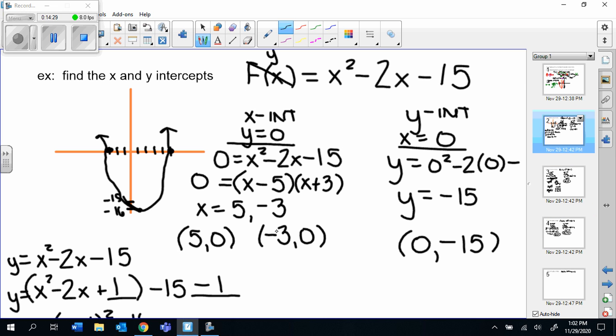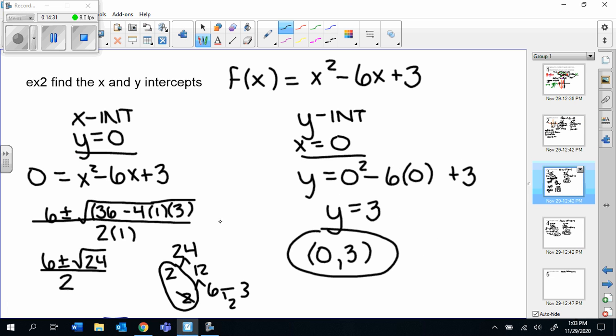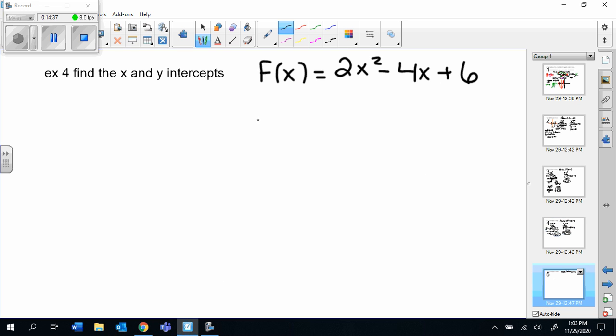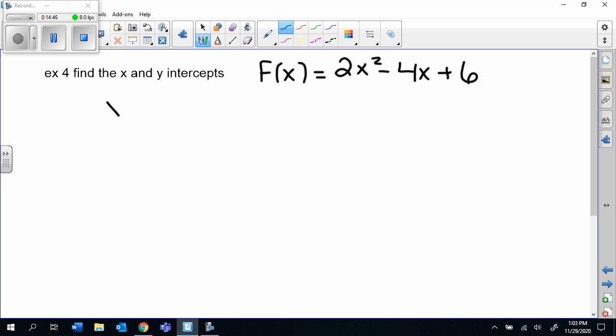One more. We've seen a couple different types so far, just going back and reviewing. One where it factored, one where we had to use the quadratic formula, one where we ended up with a double root. So now I wanted to show you just one quick example of how you could end up with no x-intercepts at all. So let's set this up.